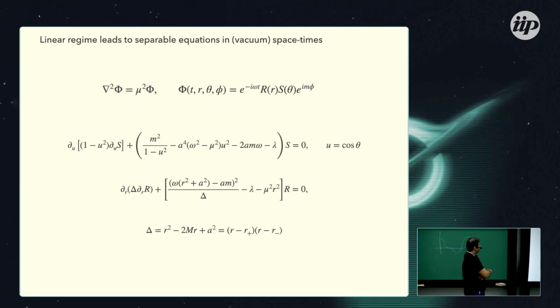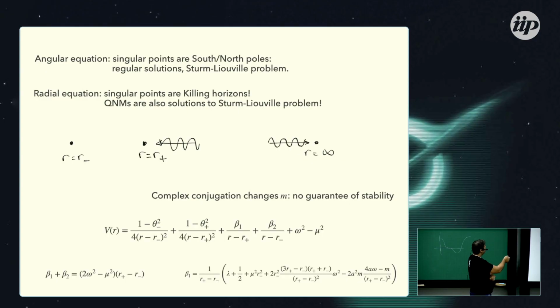So if I just do the change of variables here, I find that the singular points of the angular equation are related to the south and north poles of the sphere, which in this case is parameterized by u and phi, u being cosine of theta. And what I want, it's the usual stuff when I try to define Legendre polynomials in mathematical physics. I want solutions that are regular both at the north pole and the south pole.